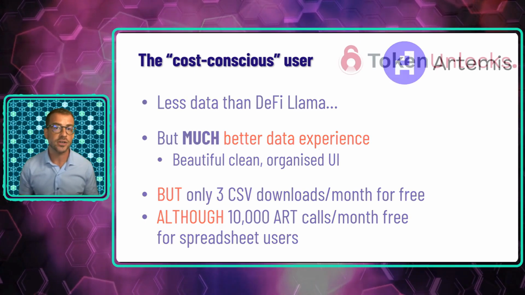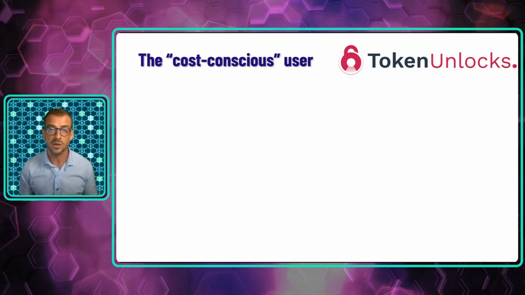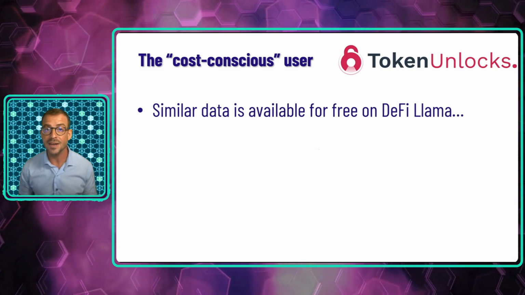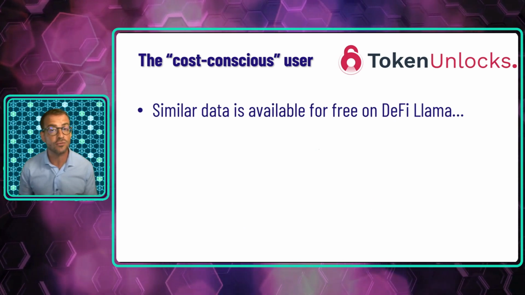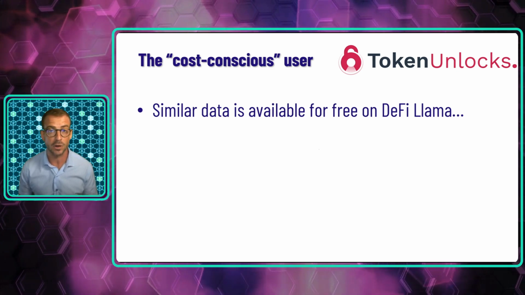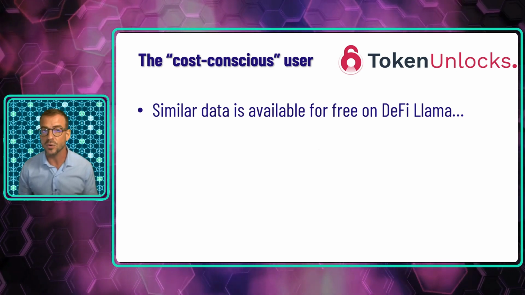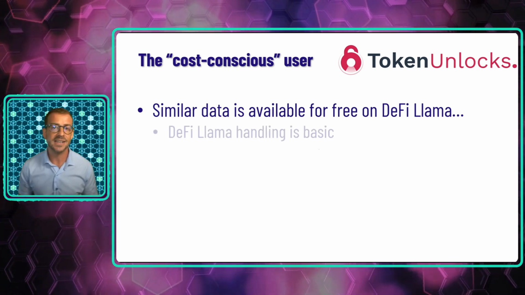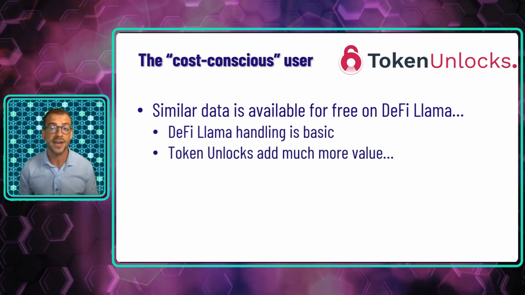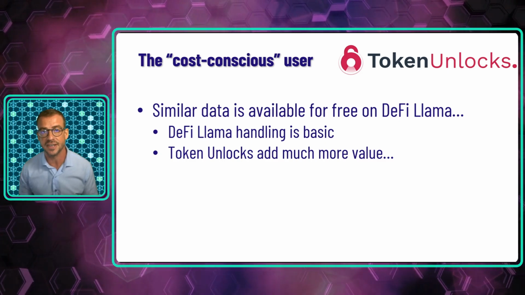Okay, time to turn to token unlocks. What does their value proposition look like from the point of view of a cash-constrained user? Remember, we get vesting and unlocks data for free on DeFi Llama. So that would imply that we don't need token unlocks, right? Well, I don't agree. DeFi Llama's handling of this data just feels incredibly basic, and token unlocks, on the other hand, are adding so much value to this dataset.